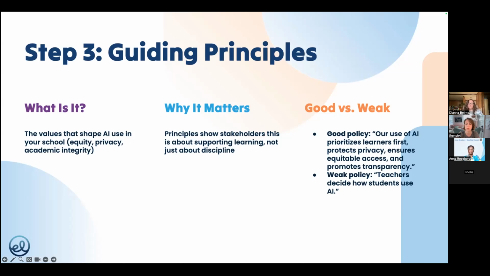So when you define the guiding principles, it ensures that AI use in your school reflects your values, not just your rules. The principles anchor decisions in equity, privacy, transparency, and academic integrity, whatever your guiding principles are. And it gives teachers essentially a compass for everyday choices and helps families trust the process. You include guiding principles in your policy because they provide a consistent foundation, so policies are applied fairly and responsibly across classrooms.